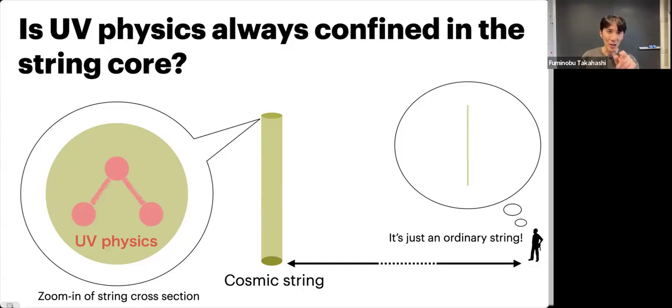Well, that is exactly the question I just asked, namely, is UV physics always confined in the string core? That is a question. And as you might expect, the answer is no. So let me explain why this is the case.